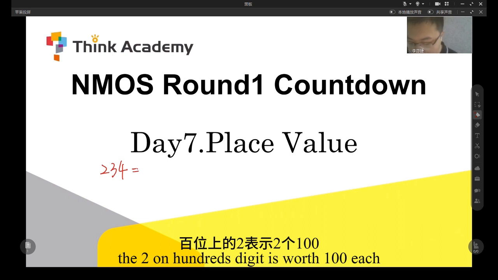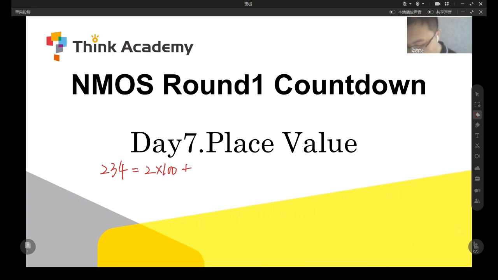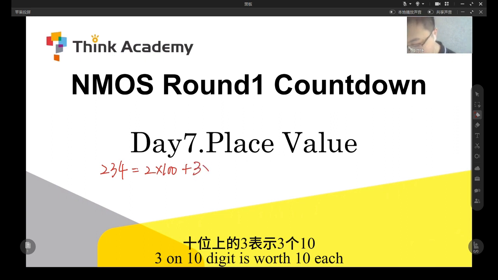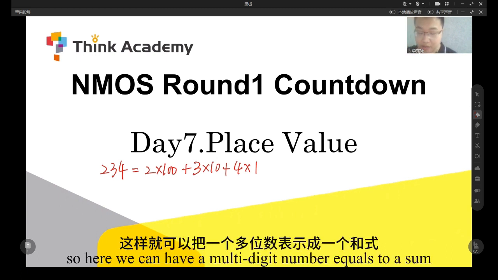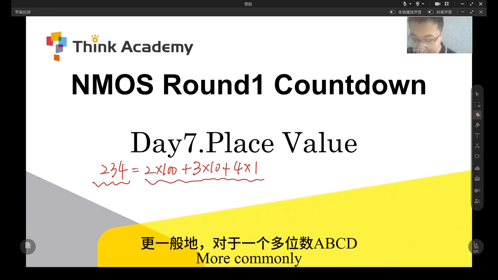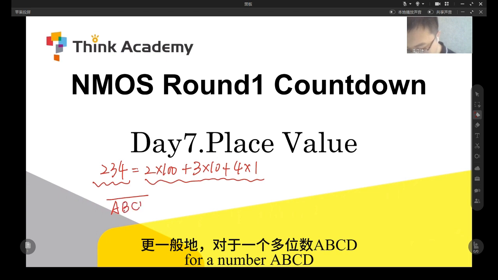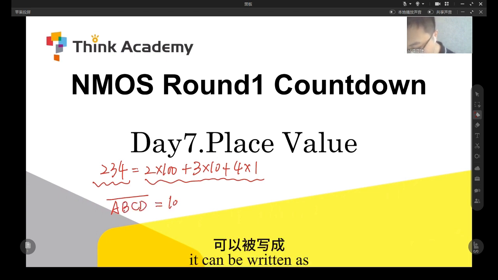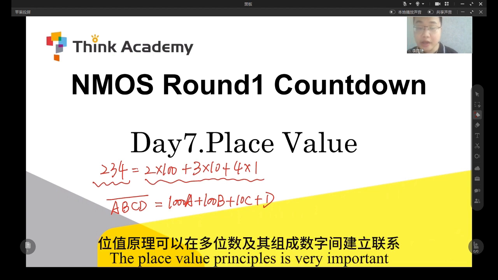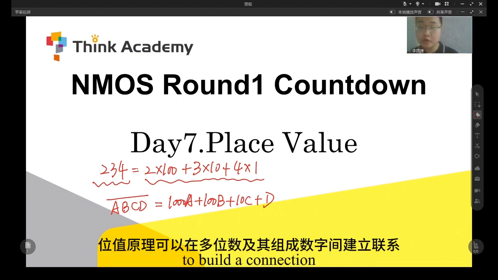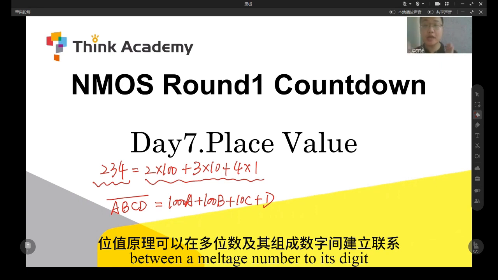The 2 on the 100s digit is worth 100 each, the 3 on the 10s digit is worth 10 each, and the 4 on the unit digit is worth 1 each. So here we can have a multi-digit number equal to a sum. And more commonly, for a number maybe ABCD, it can be written as 1000A, 100B, 10C, and D. So place value principles are very important to build a connection between a multi-digit number and its digits.